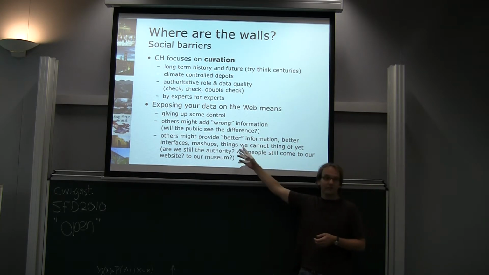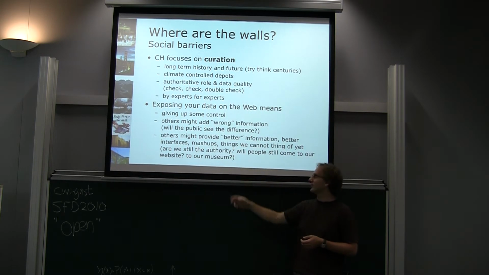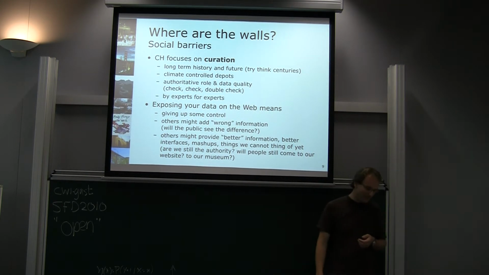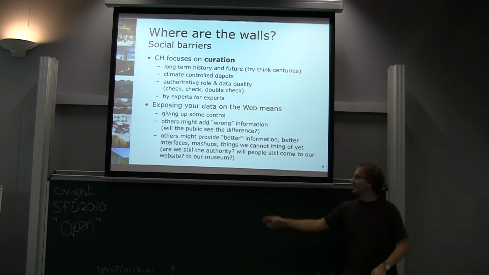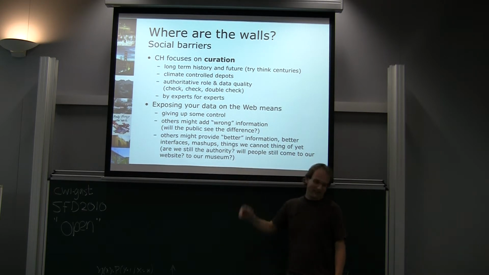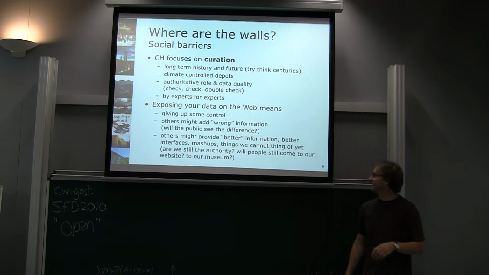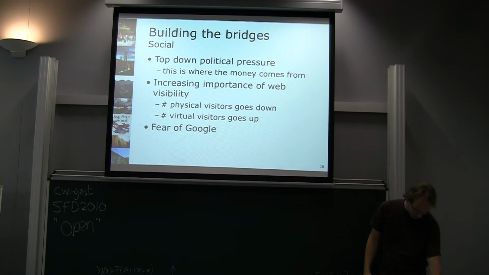And what's really scaring them is, okay, what if other people do a better job than we do? What if other people make a better website than our website with our content? That would be really horrible, or not? And at the end of the day they still have to report to the government with the numbers of visitors, right? To the museum itself, those of the website, and how does open content affect these numbers? People still come to the website. Will people still come to the museum? Interesting questions for them.